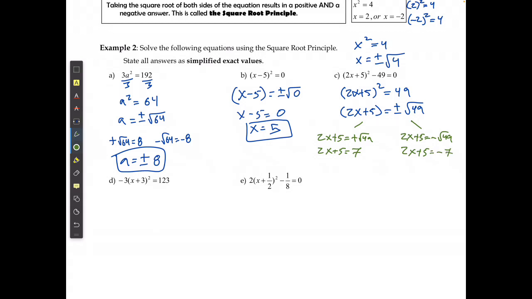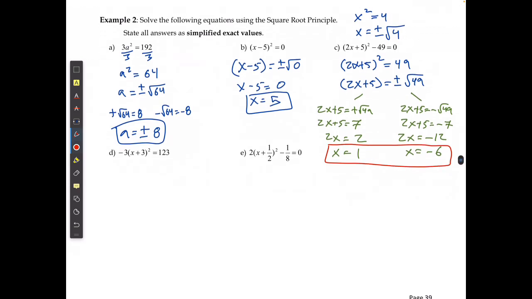And then I'm just going to solve for x. I would subtract 5 from both sides and say that 2x is equal to 2. Divide by 2, and x is going to equal 1. In this case, subtract 5 from both sides, and 2x will now equal negative 12. Divide both sides by 2, and x equals negative 6. And these are my two solutions in this case.